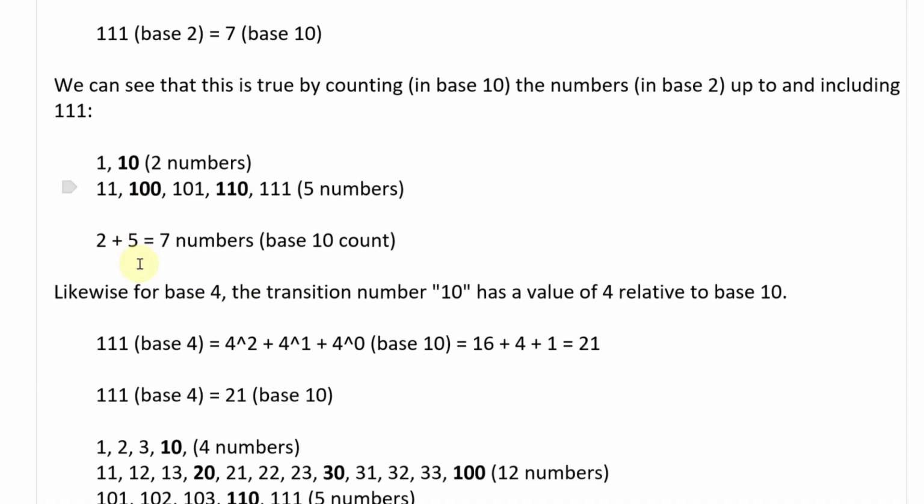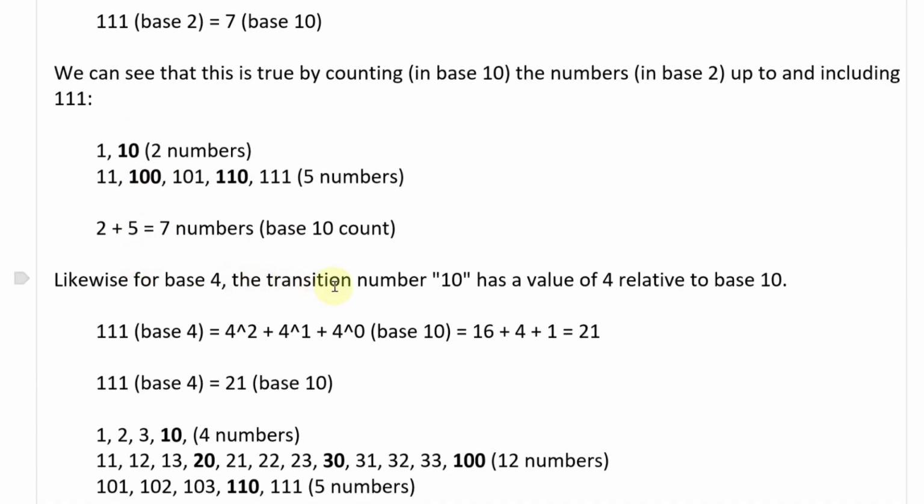So that's the conversion. Likewise for base 4, the transition number, quote, 10 has a value of 4 relative to base 10. So to convert this to base 10, we'll do 111 in base 4 is equal to 4 to the power of 2 plus 4 to the power of 1 plus 4 to the power of 0.